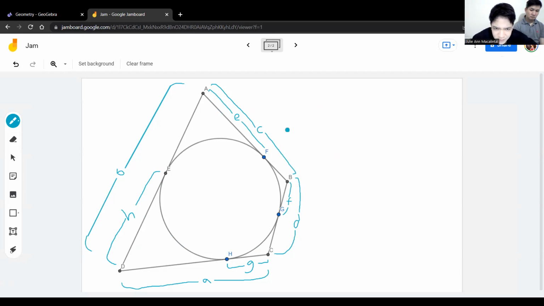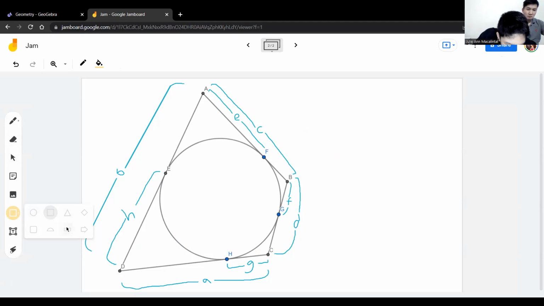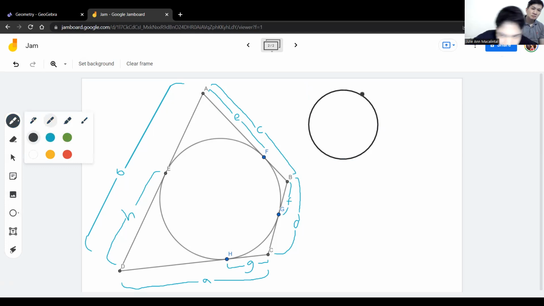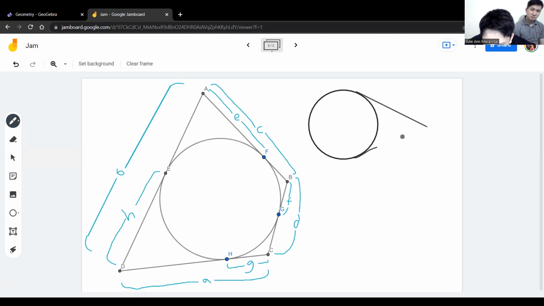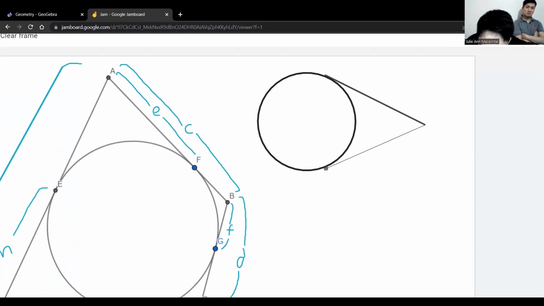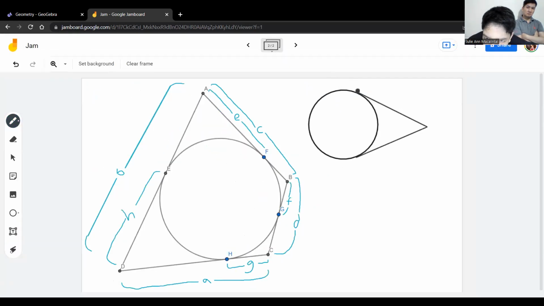Okay, now by the tangent-tangent theorem. The tangent-tangent theorem states that if there is a circle, and there are two tangents that originate from the same point, these two lengths are equal. That is the tangent-tangent theorem.